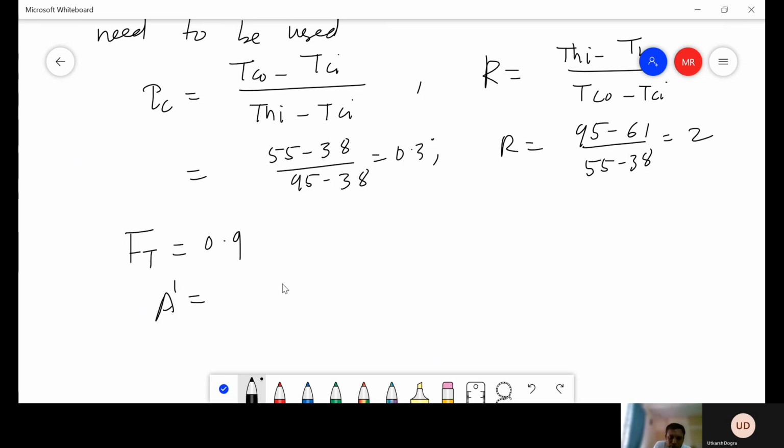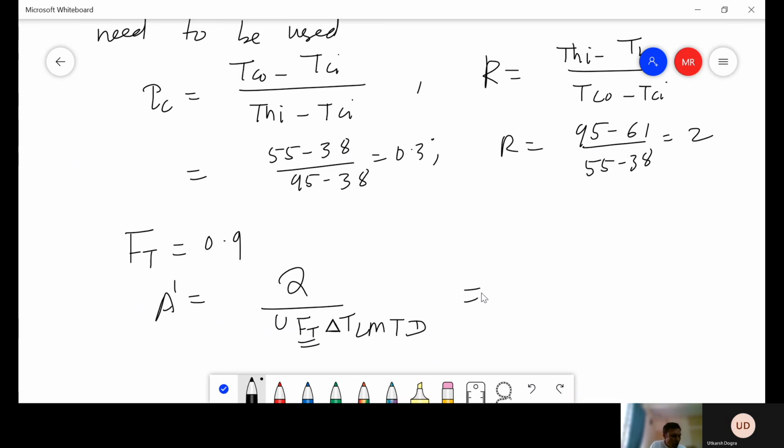So with this FT factor, we again have to calculate the area A dash. Area A dash will be given by Q divided by U FT delta T LMTD, isn't it? The difference between this equation and the earlier equation is that in the earlier equation we have not used the FT factor, because we had one shell pass and one tube pass, so there we don't require an FT factor. But in this case, since two tube side passes are there, this is a multi-pass heat exchanger, and therefore the FT factor has to be used.